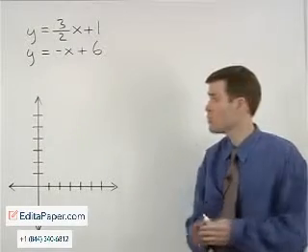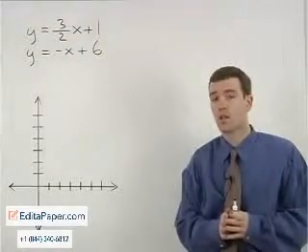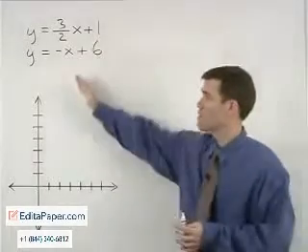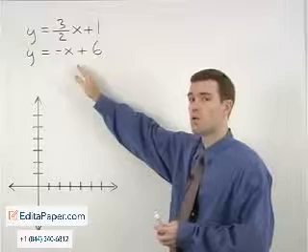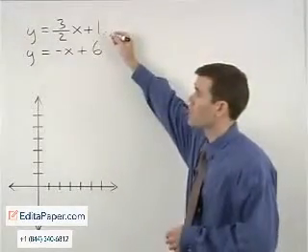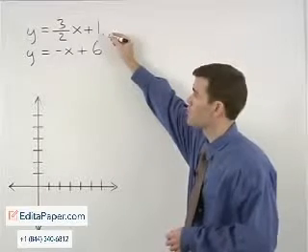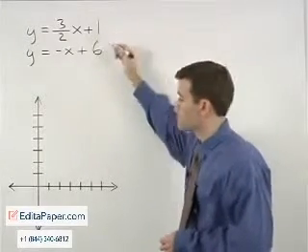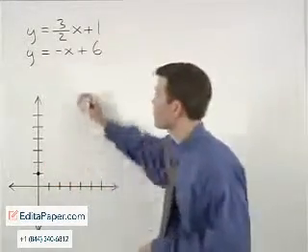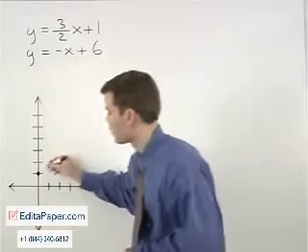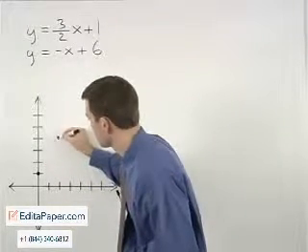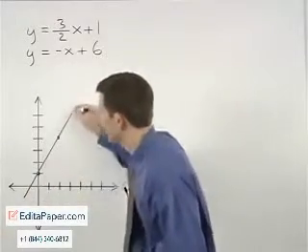This point where the two lines intersect will represent the x and y that is the solution to this system of equations. So let's start by graphing the line y equals 3/2 x plus 1. It has a y-intercept of 1 and its slope is 3/2. So we go up 3 and over 2, and we have our first line.